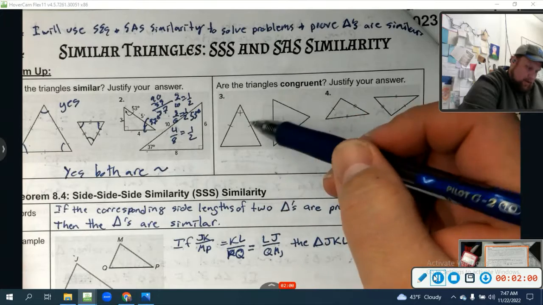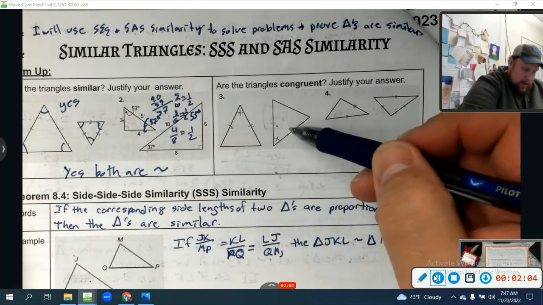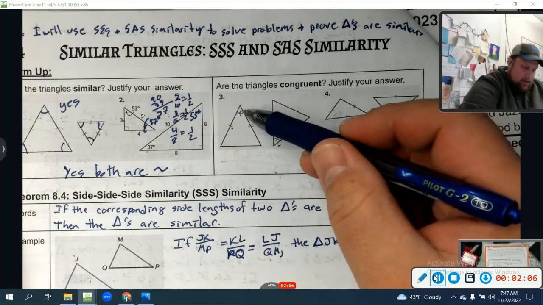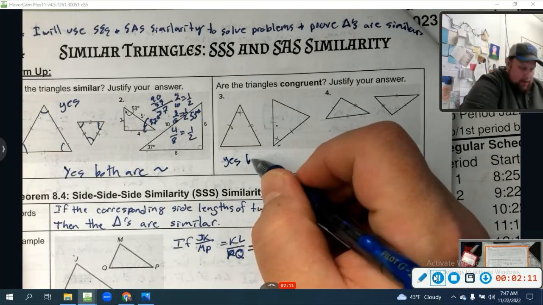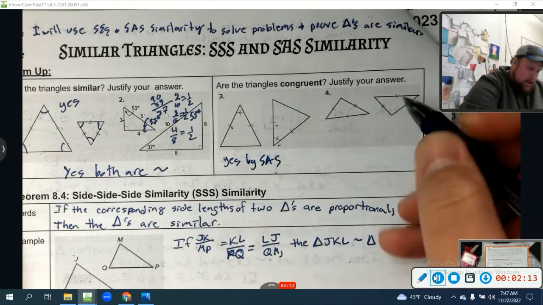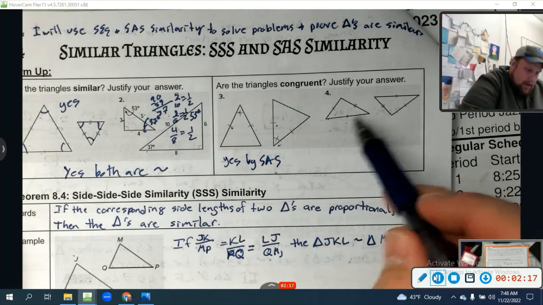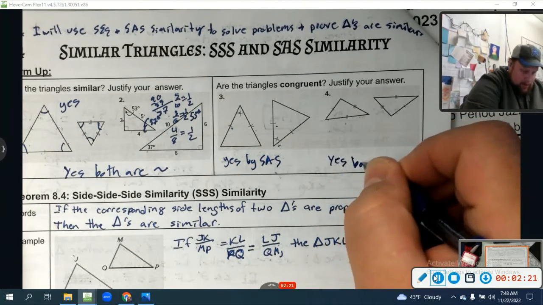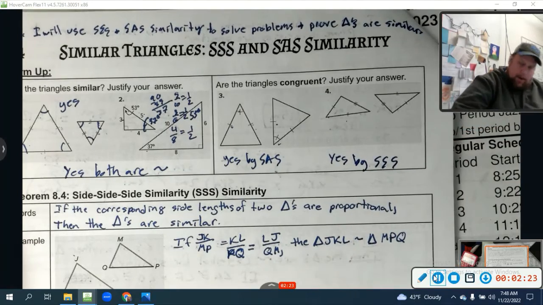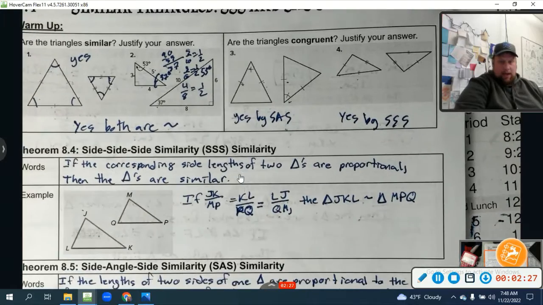Well, we have a matching side, angle, and included side: side, included angle, and side. Yes, by side angle side. And this one right here, side corresponds to side, second side corresponds to second side, third side, yep. Yes, by side, side, side. Boom! All right, you've kind of been seeing it right here, but take a minute.